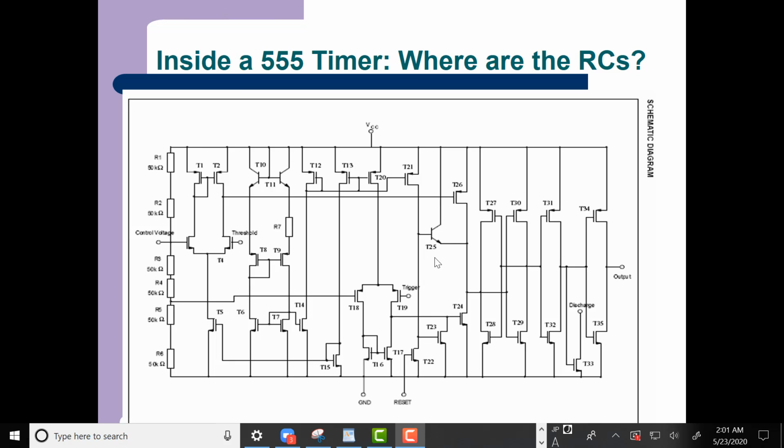Let's find this. So T24, actually there's some cross-coupling going along here, but let's pretend T26 and T24 is a common source with an active load. So let's say this is the input. Again, this is a flipped common source with active load. T24 is the active load.